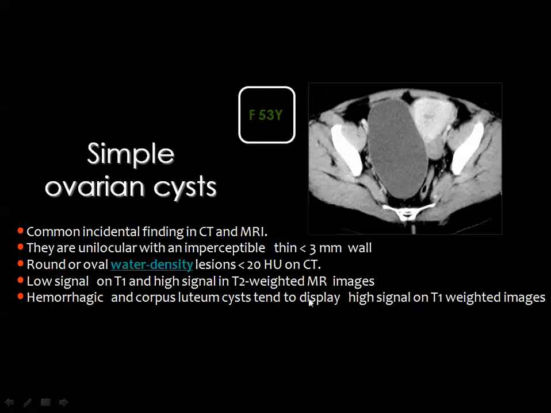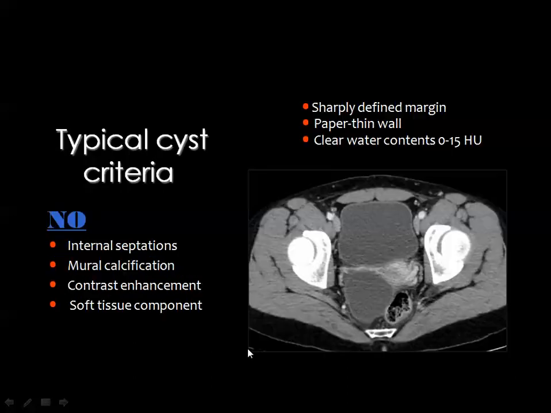A simple ovarian cyst is like a cyst anywhere in the body. It has 7 criteria, and these criteria are 3 positive and 4 negative criteria. Number 1 is a sharply defined margin, paper thin wall, clear water content, and there is no internal septation, mural calcification, enhancement, or mural nodules.